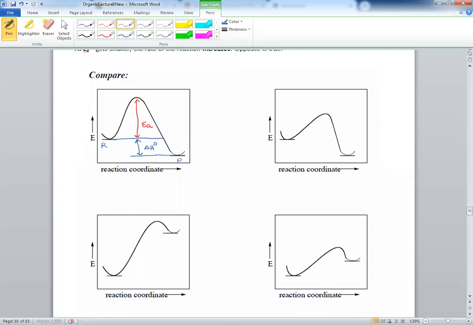And in this case, you should be able to tell whether delta H is negative or positive. It should be lower. The products is lower. And remember, products minus reactants. So this should be negative. So delta H is negative. What kind of reaction is this? This should be exothermic. EA, the activation energy, is quite high.